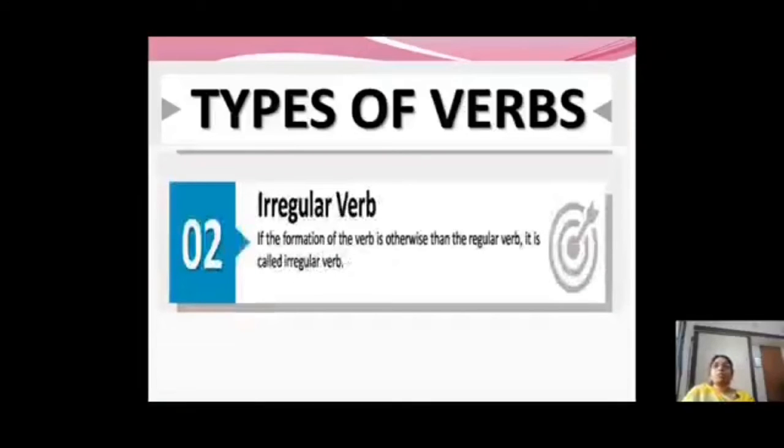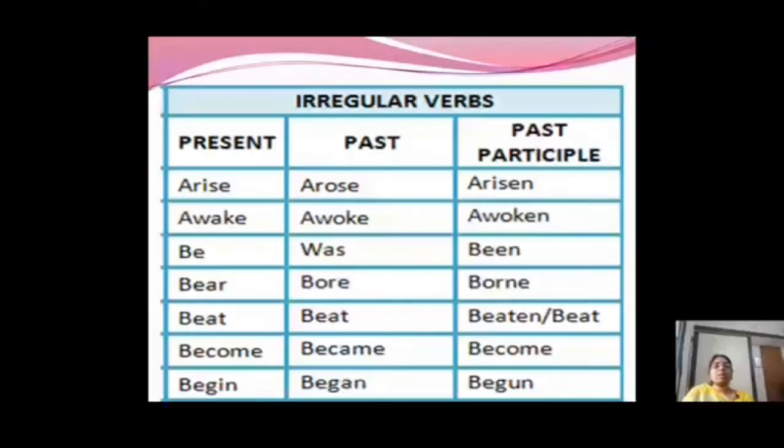If the formation of the verb is otherwise than the regular verb, usually regular verbs, I told you, end with d or ed. If it does not end like that, then it is called an irregular verb. Example: arise, arose, arisen. See here, the past tense form is not ending with d or ed, and the past tense form and past participle are totally different, right? So present tense is arise, past tense is arose, past participle is arisen. These sort of verbs are called irregular verbs.